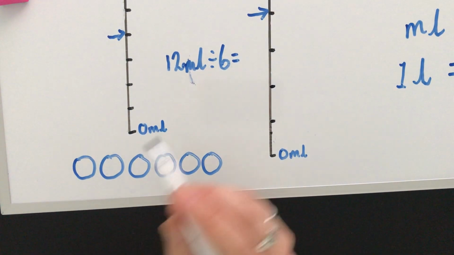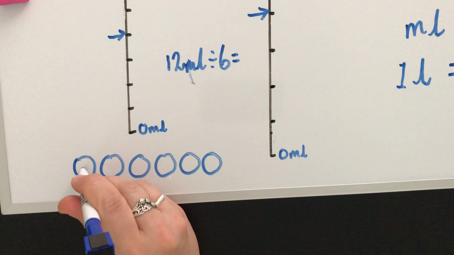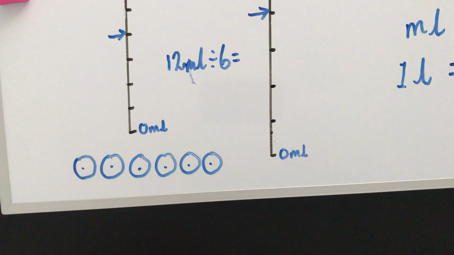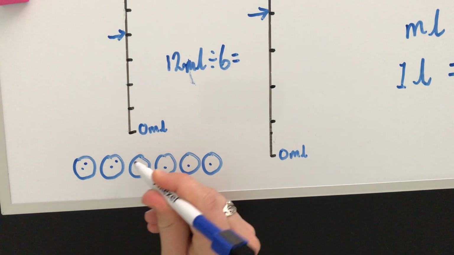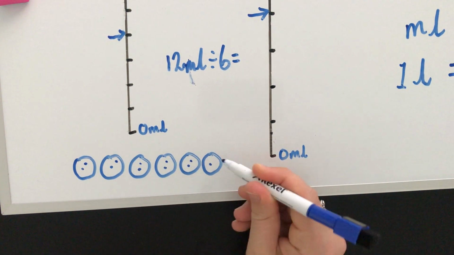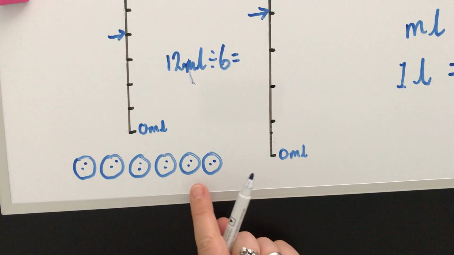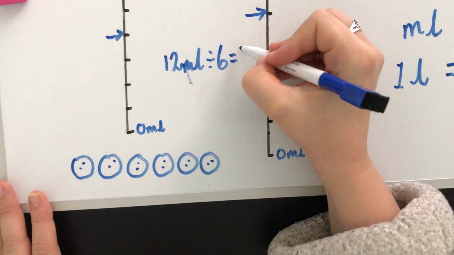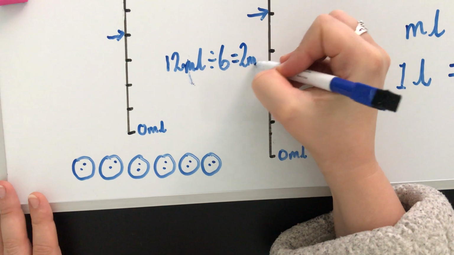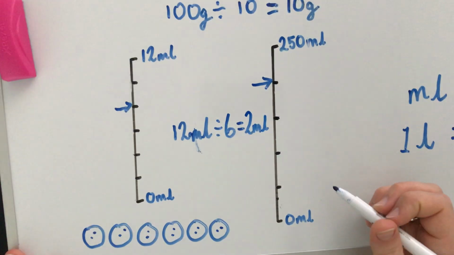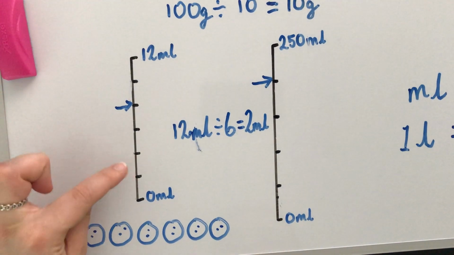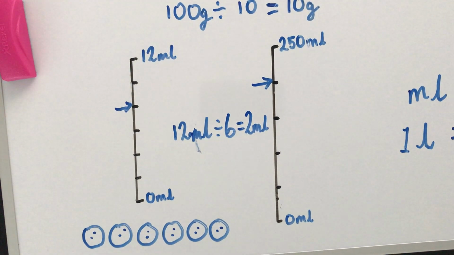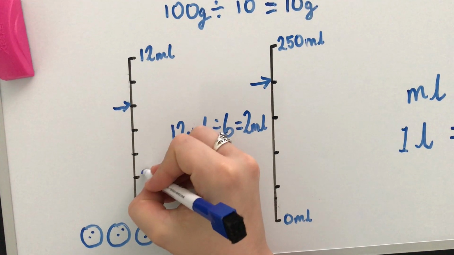So you could use your dots for the millilitres. So you would go 1, 2, 3, 4, 5, 6, 7, 8, 9, 10, 11, 12. How many have we got in each group? That's right, 2. So that means 12 divided by 6 is 2 millilitres. So each of our little lines, each of our increments is worth 2 millilitres. So now we can pop that on our scale.